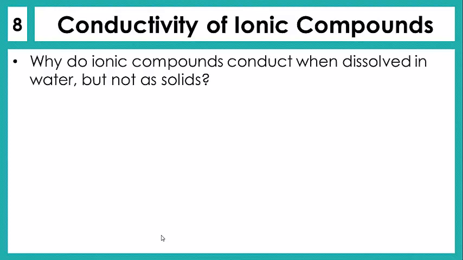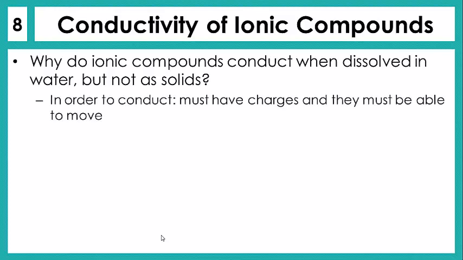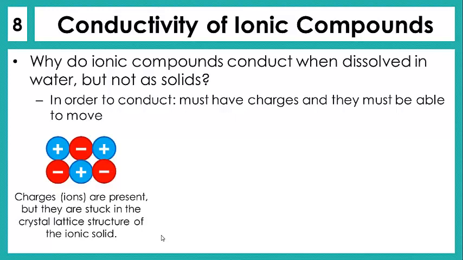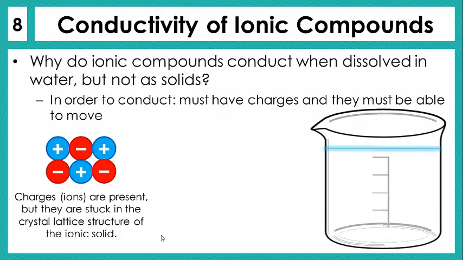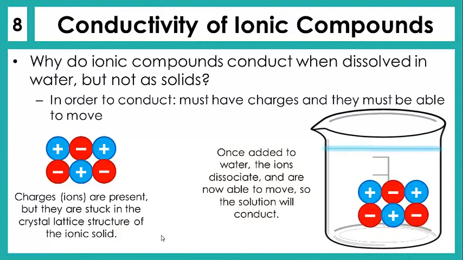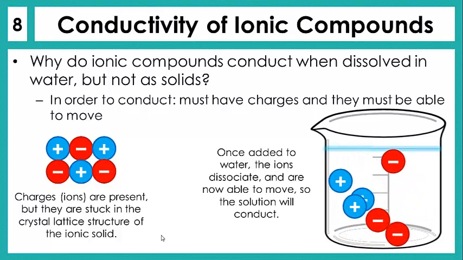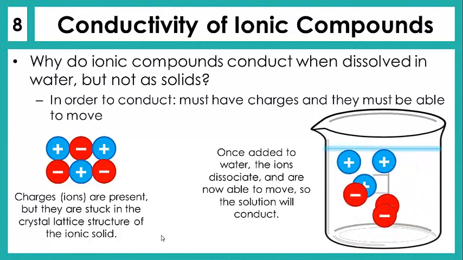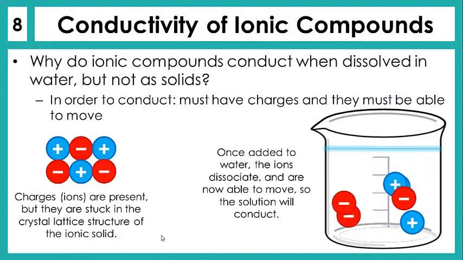Number 8, why does an ionic compound conduct when dissolved in water, but not as a solid? In order to conduct, we have to meet 2 conditions. 1, there has to be charges, and 2, they have to be able to move. So an ionic compound as a solid is already made up of charges. It's made up of ions. But these ions are stuck in the crystal lattice structure of the ionic solid, meaning they can't move. If we add an ionic compound to water, the ions are going to dissociate. So now they're able to move in solution. So now it will conduct.